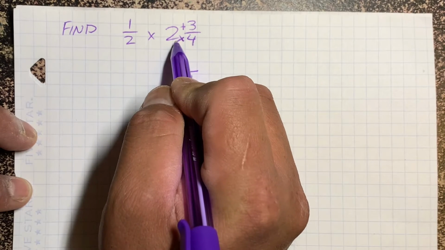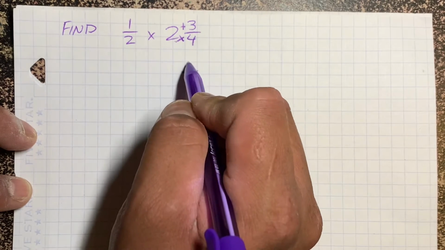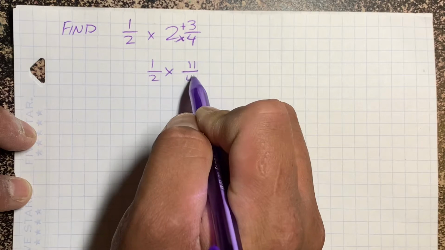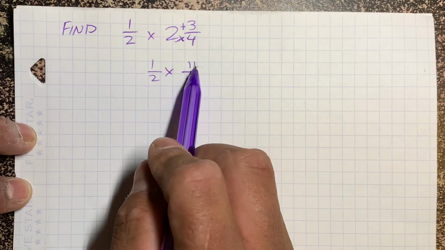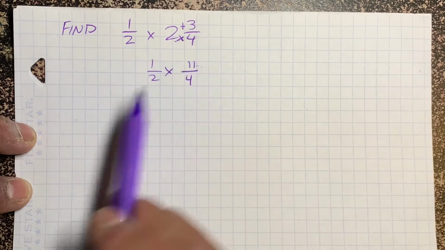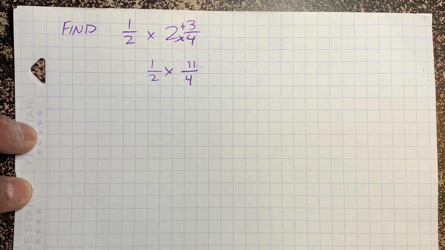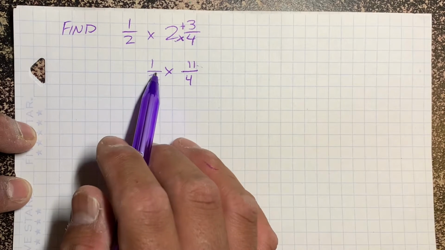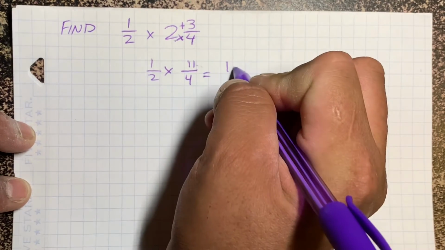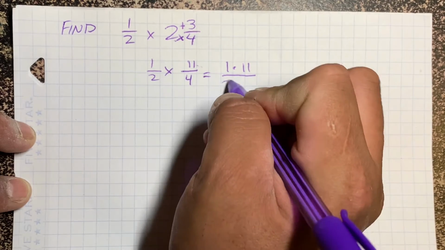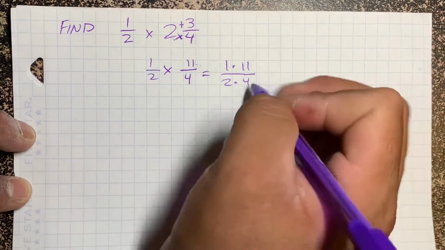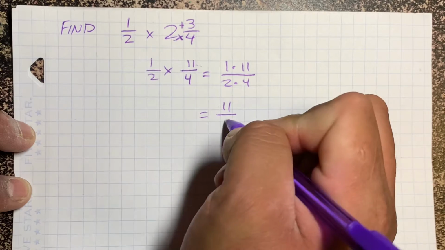So 2 times 4 is 8. 8 plus 3 is going to be 11. So now we converted that mixed number into an improper fraction. Just like I mentioned, your numerator 11 is a greater value than your denominator 4, but these are still the same equivalent amounts. Now we can multiply a fraction times an improper fraction. So again, multiply your numerators, 1 times 11, and multiply your denominators, 2 times 4. 1 times 11 is 11. 2 times 4 is 8.